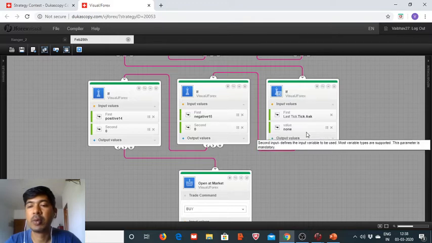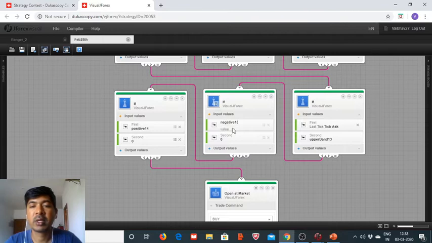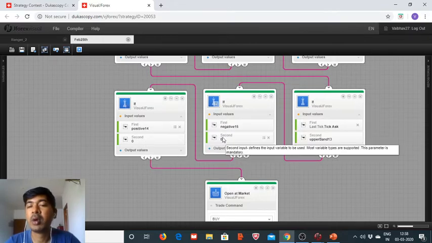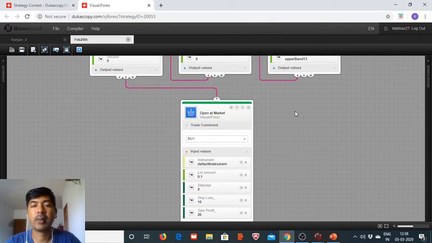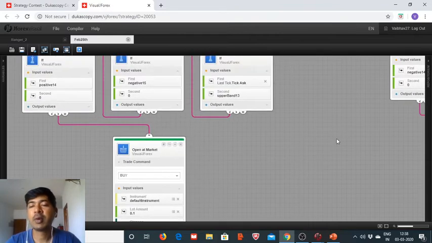Similarly, the last tick should be below the upper band, and the trend should be freshly turning from bearish to bullish. So the negative value, which was in 0 just 2 periods back, is now back in positive territory in the last candle closing time. So our buy trade will execute. Okay, so far so good.